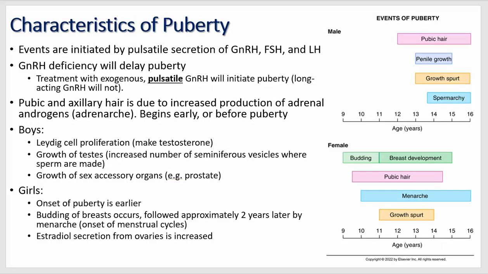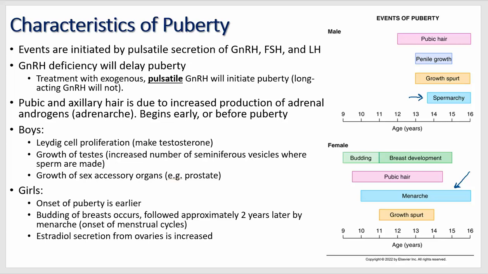All right, so characteristics of puberty. These secondary sex characteristics are located over here. Male: pubic hair, penile growth spurt. Pubic hair is the same in male and female. Spermarche, which is when males will start making sperm, and females will start ovulating. So menarche. Females also have breast development, pubic hair, menarche, and everybody grows.